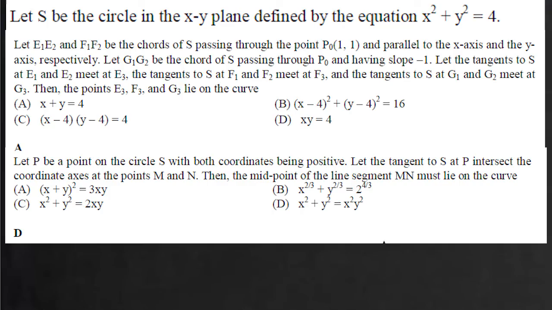Now, in the questions, we are given a passage in which we are given that let S be a circle in the xy plane defined by the equation x square plus y square equals 4. So we have this circle with center at origin and radius equals 2 units.